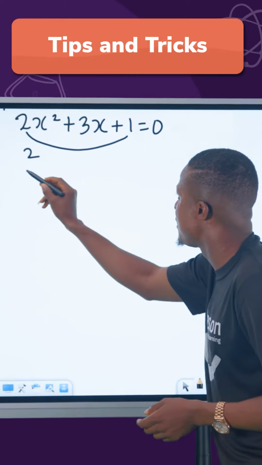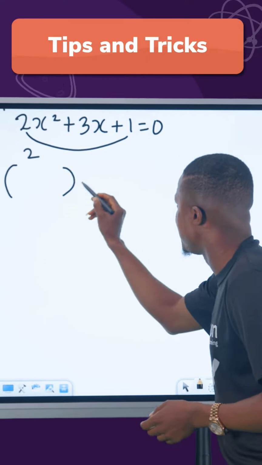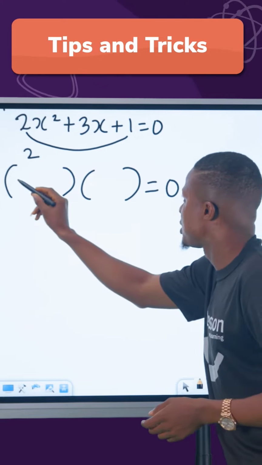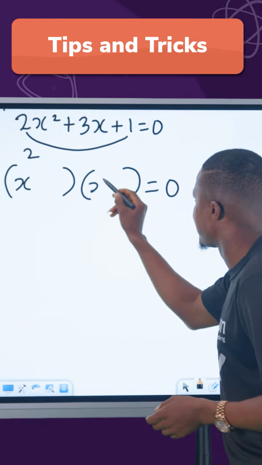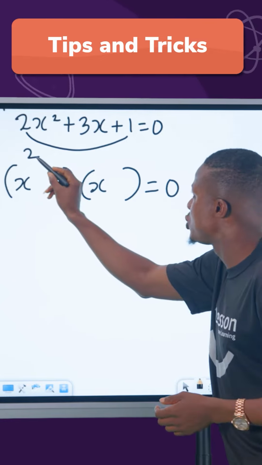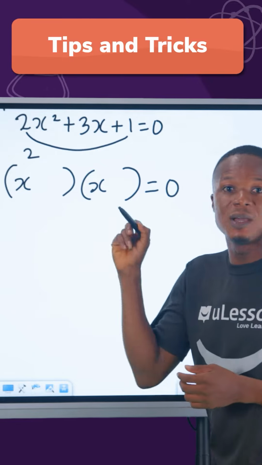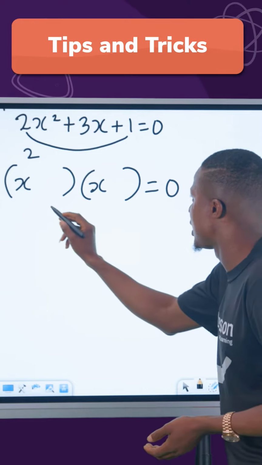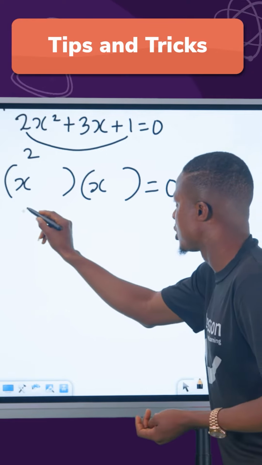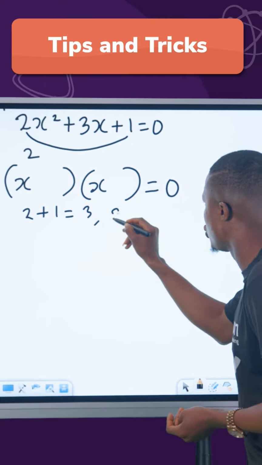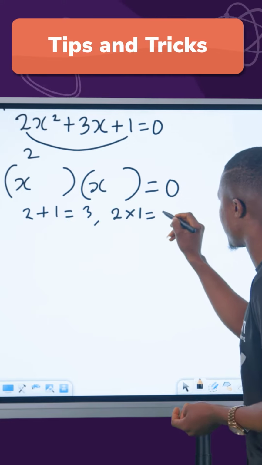After that, carefully form two brackets and equate it with 0. Then write your letter x in each of the two brackets. Think of two numbers that when you multiply them, give you this particular 2, and when you add them, you also get your 3. Of course, the numbers are 2 and 1, because 2 plus 1 gives us 3, and 2 multiplied by 1 gives us 2.